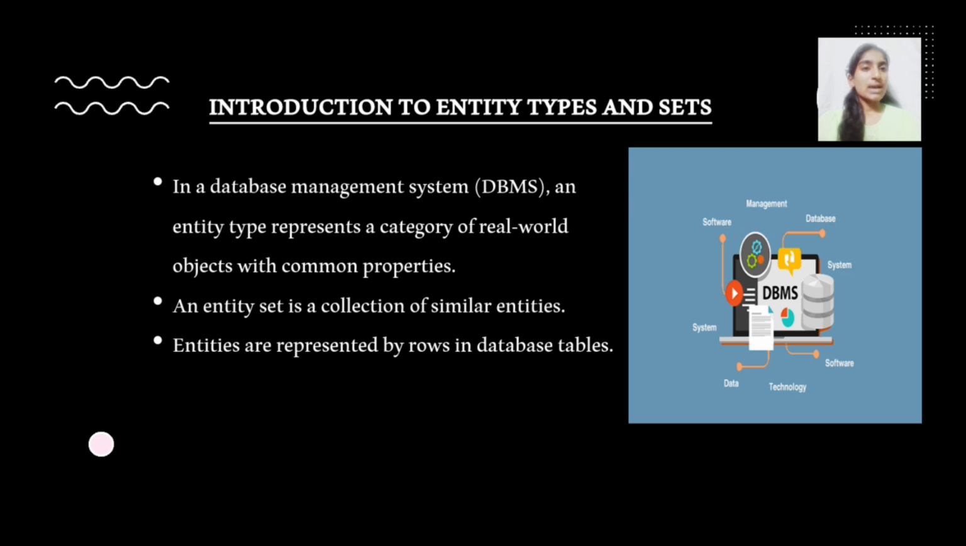In a database management system, an entity type represents a category of real-world objects with common properties. An entity set is a collection of similar entities. Entities are represented by rows in a database table.